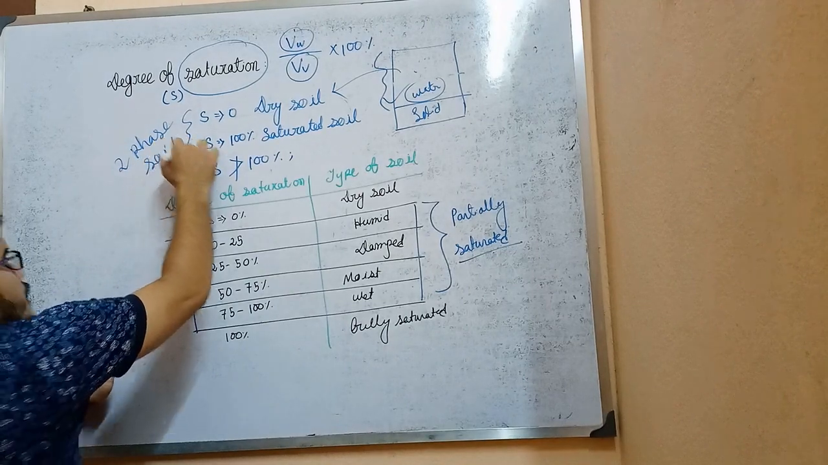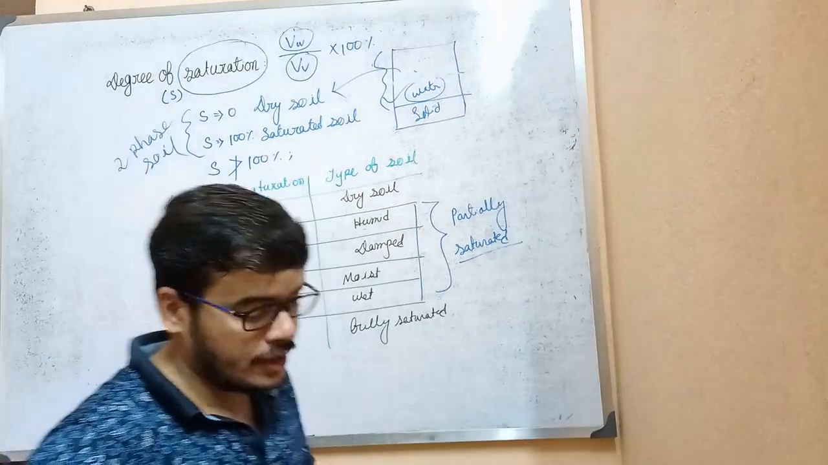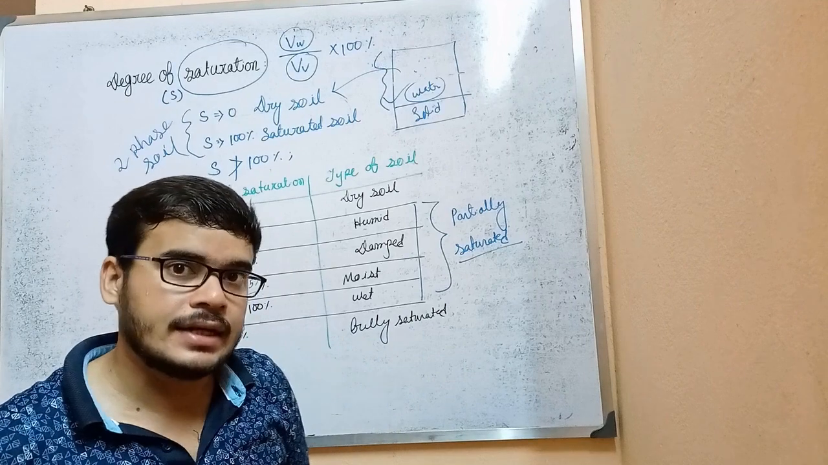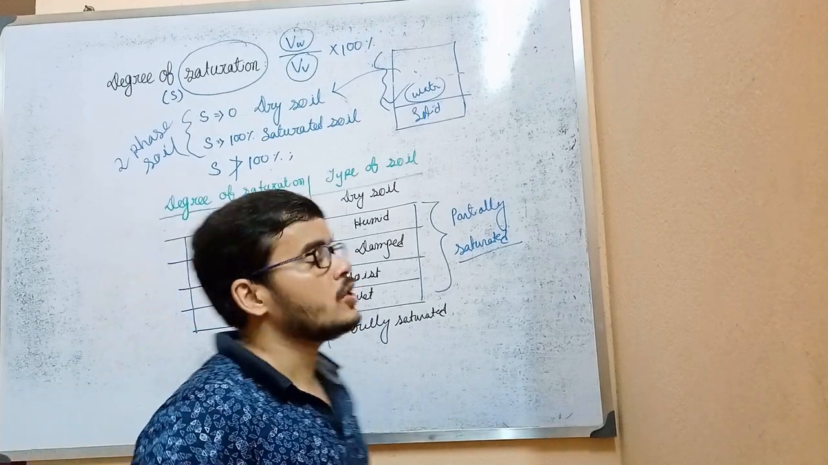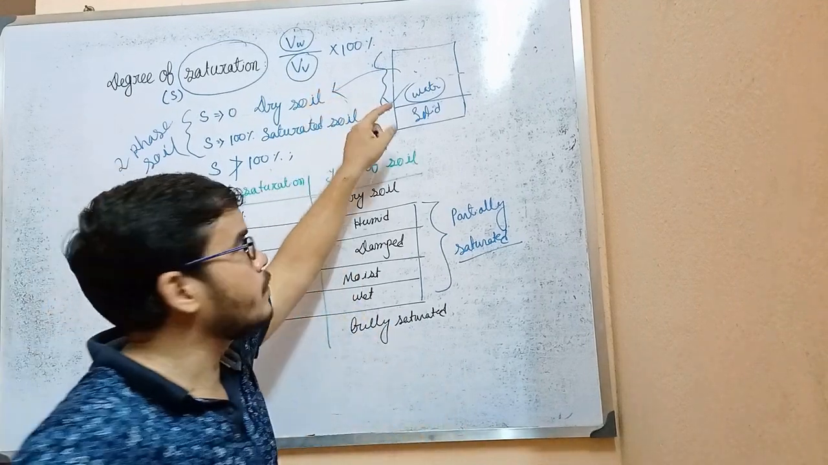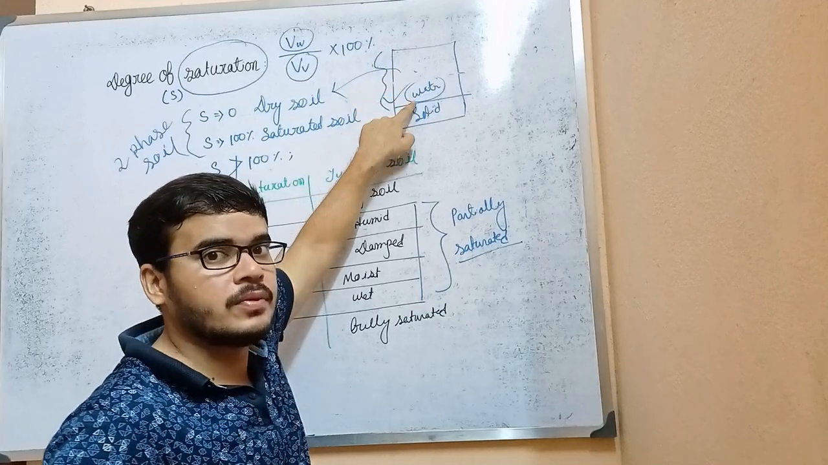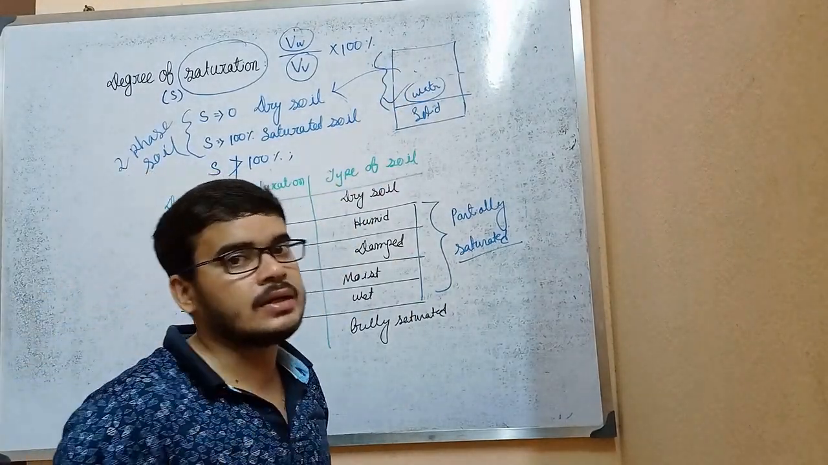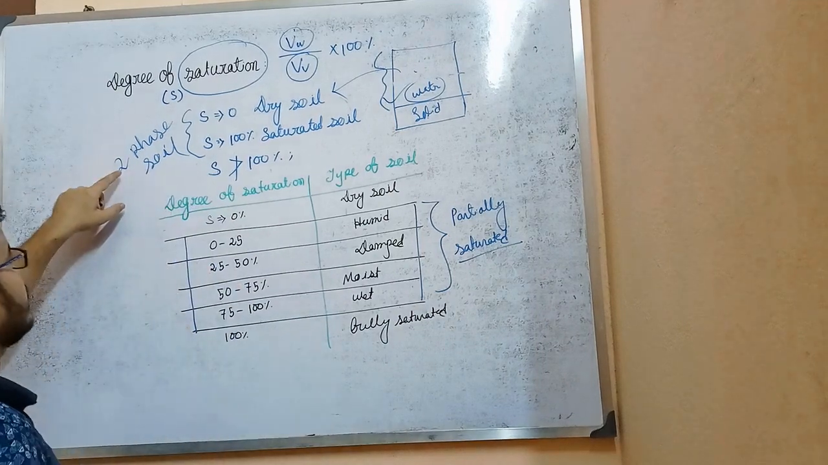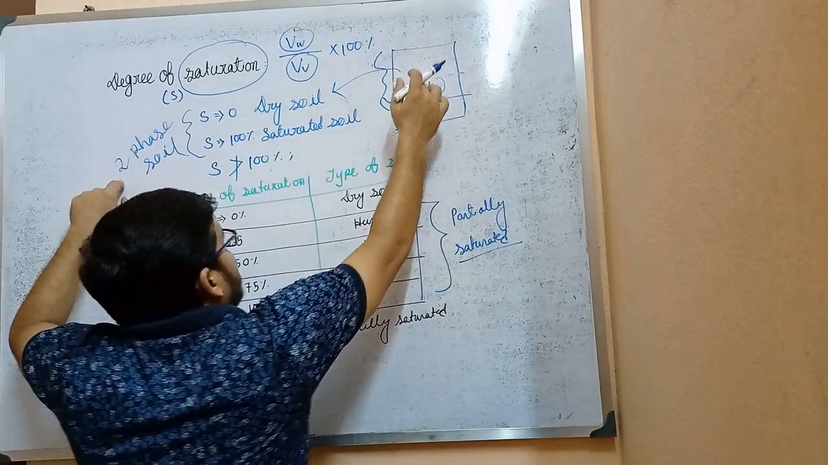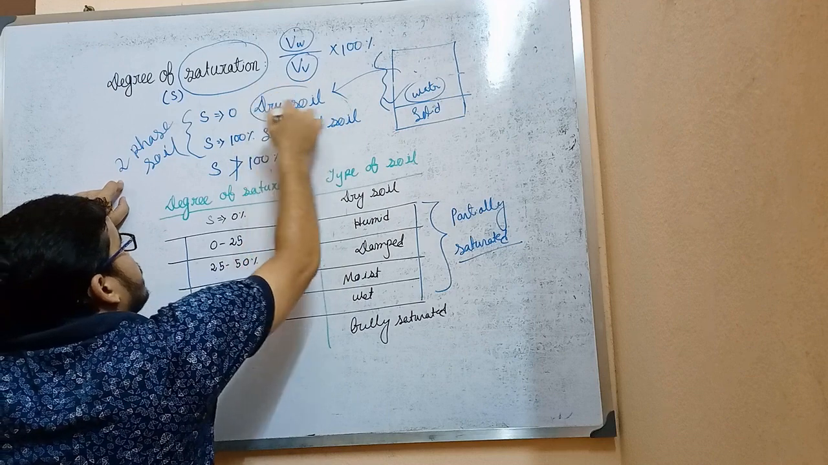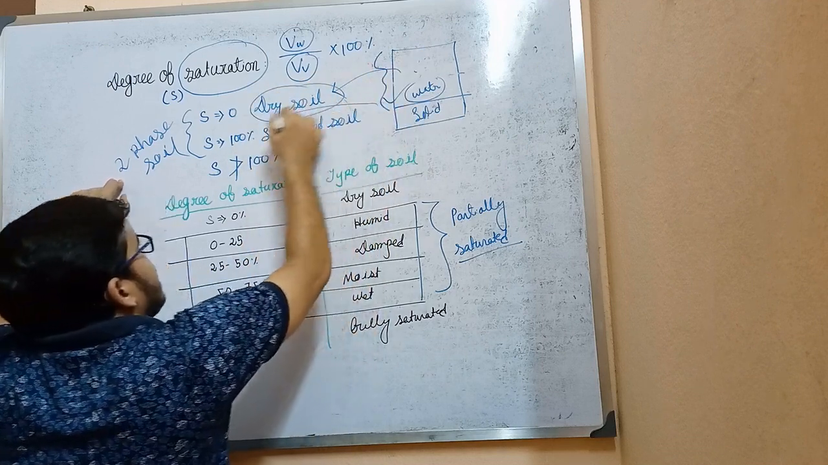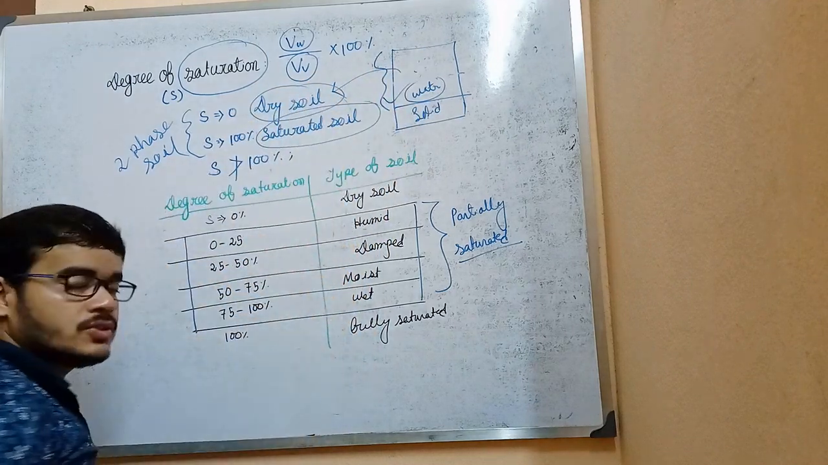Two-phase soil. In three-phase soil, soil has solid, water and air. And in two-phase soil, one part, which may be air or may be water, will be missing. In my first lecture, we learned that if water is missing, then it is called dry soil. If air is missing, then it is called saturated soil.